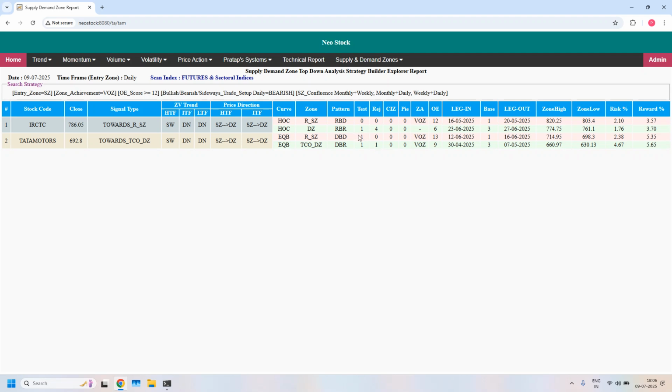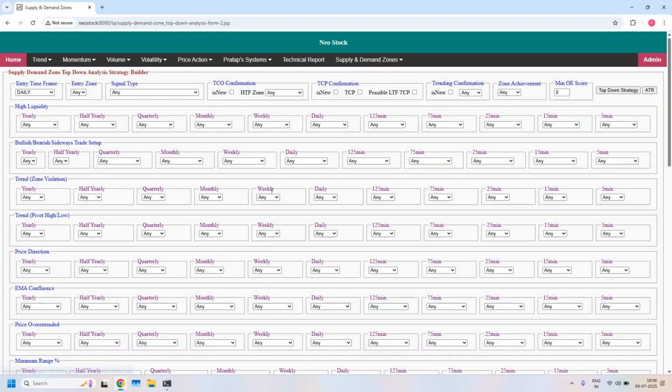So this is already tested once. Previously we got the test. Okay, this is about bearish trade setup for monthly income trade. Next we will look into weekly income trade reports.